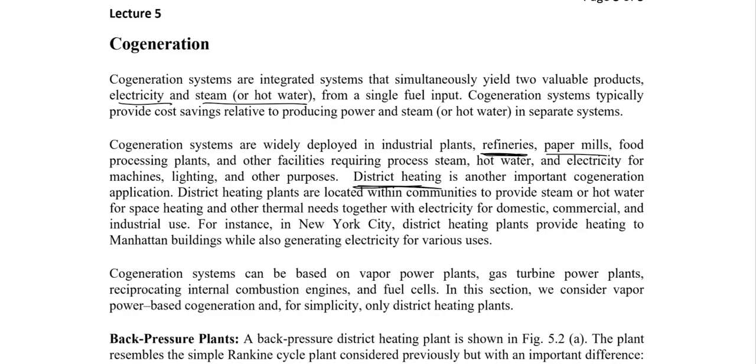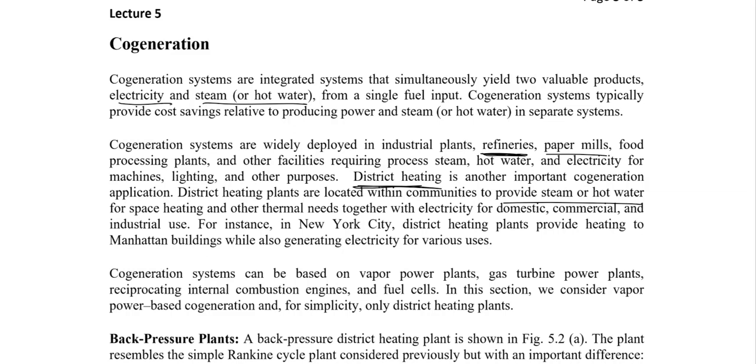So district heating, in district heating, what normally is it is a community based power plants. In a community based power plants, we provide steam and hot water for space heating, and or vice versa if you are using it for cooling as well, and other thermal need with electricity for domestic and commercial use.